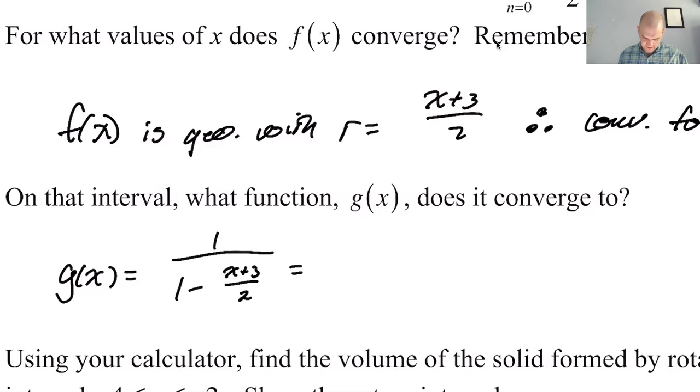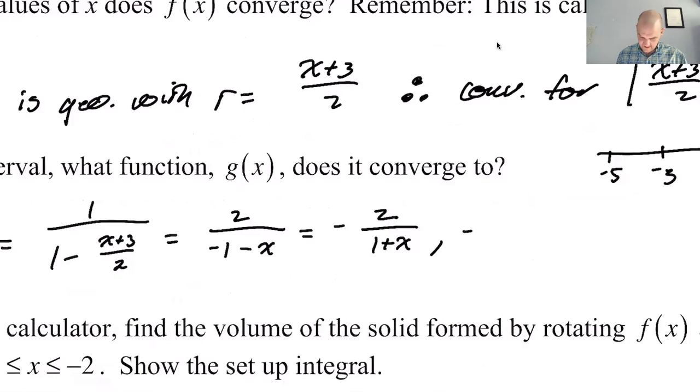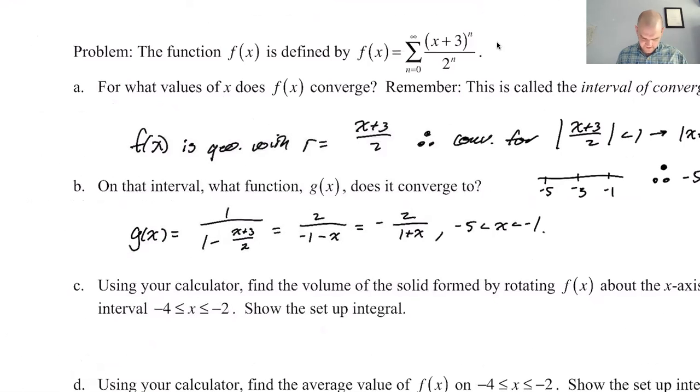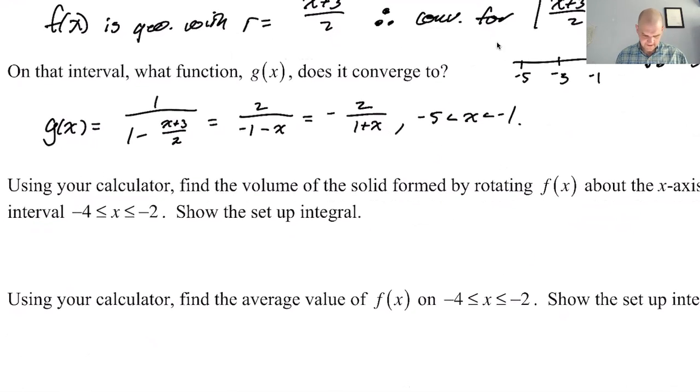Okay, so maybe you simplify this. What on earth does that give you? That gives you 2 over 2 minus x minus 3. That's annoying. 2 minus x minus 3 is -1 minus x. So I'm going to say that's -2 over 1 plus x, I guess. And then we have to say that's only when you're on the interval of convergence. So I'm going to say that is my answer, and I'm going to check that on the calculator in a second when I actually do the next part.